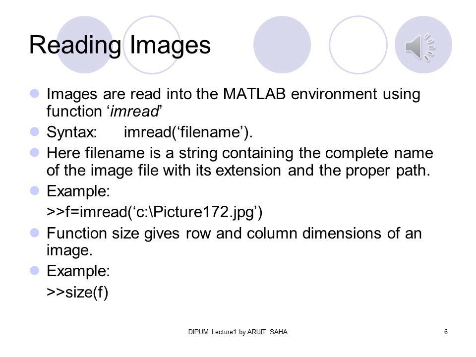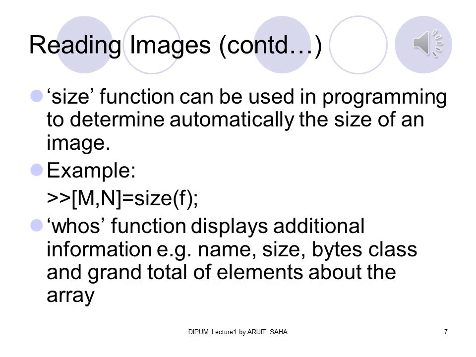The function size gives the row and column dimensions of an image. For example, if we write size like this, as shown over here, it will give how many rows and how many columns there are within the image. The size function can be used in programming to automatically determine the size of an image. But we have to write the syntax as shown over here: within square brackets, we have to write [M, N].